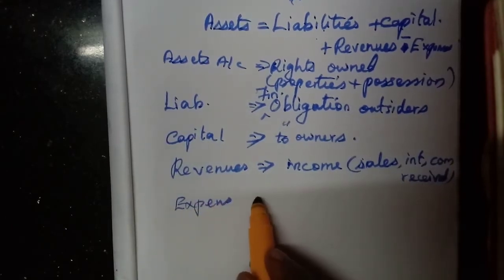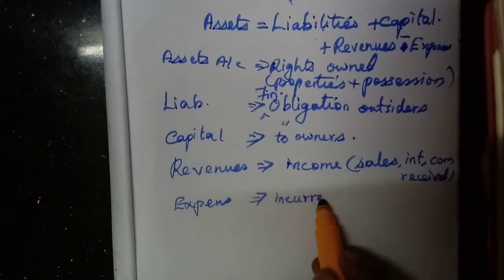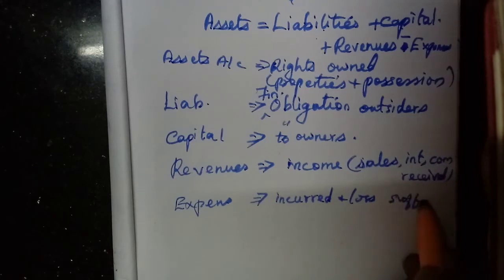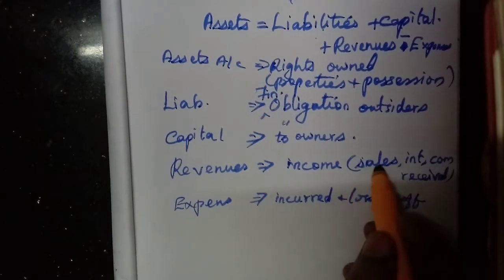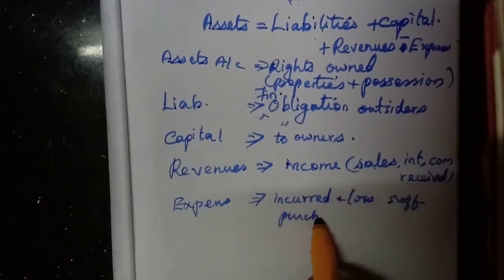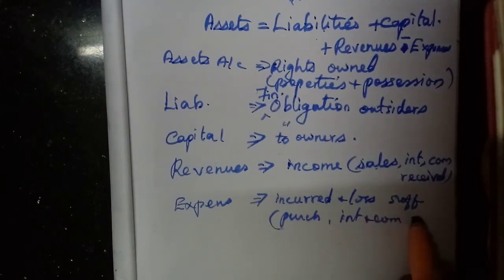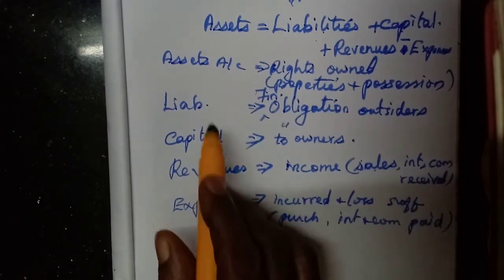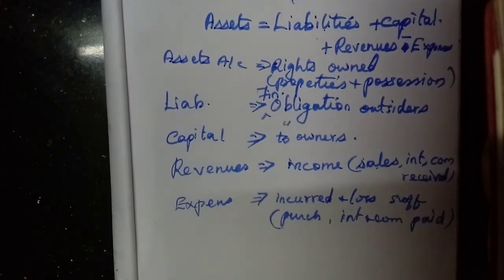Expenses account. Here we can say the expenses incurred or loss suffered by the business organization. For example, the purchases, then any interest paid, commission paid, rent paid, many expenses will be there. So here totally 5 accounts are there as per this accounting equation approach.